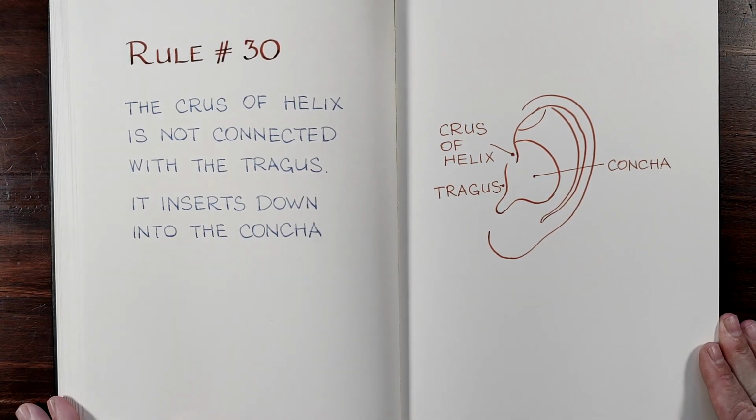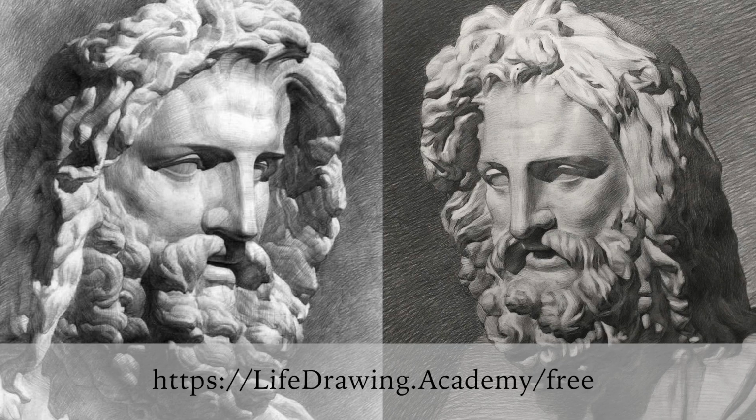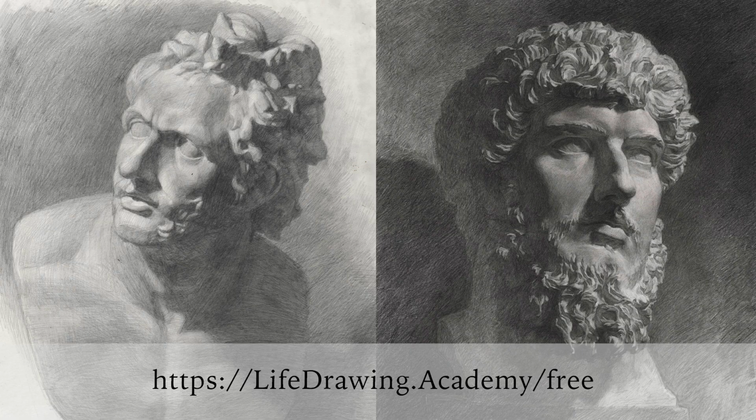Rule number 30. The crus of the helix is not connected with the tragus. It inserts down into the concha. We already covered 30 proportions, and there are 21 more rules to examine. Such rules are very helpful when drawing portraits from life and imagination.